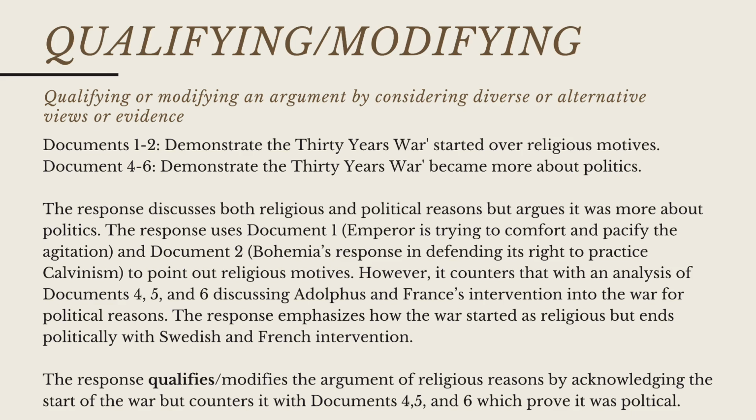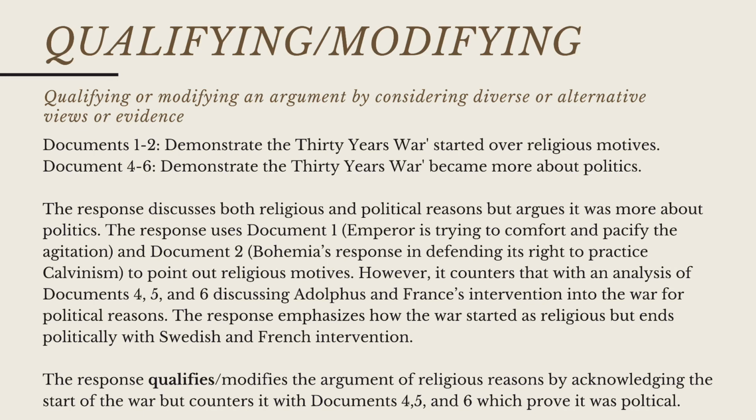Next is qualifying or modifying an argument by considering diverse or alternative views or evidence. In documents 1 to 2, it will demonstrate that the 30 Years' War started over religious motives, and documents 4 to 6 are being used to show that it was more about politics. The response discusses both religious and political reasons, but argues it was more about politics. The response uses document 1, Emperors trying to comfort and pacify the agitation, and document 2, Bohemia's response in defending its right to practice Calvinism, to point out religious motives.